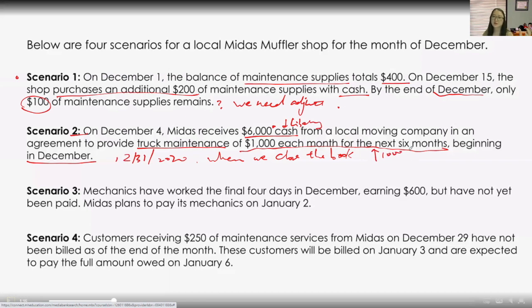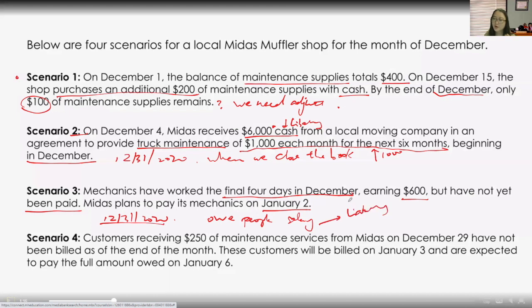Before I go into the detail, let's just go through these questions and see what really happened. Scenario 3 is that the mechanics worked the final 4 days in December and earned $600, but have not been paid yet. Mida plans to pay the mechanics on January 2nd, but we are trying to close the book on December 31st, 2020. That means that on this date, we still owe people salary, right? And this part of the salaries should become part of a liability. At the same time, they have already worked, hence this is accrued expenses.